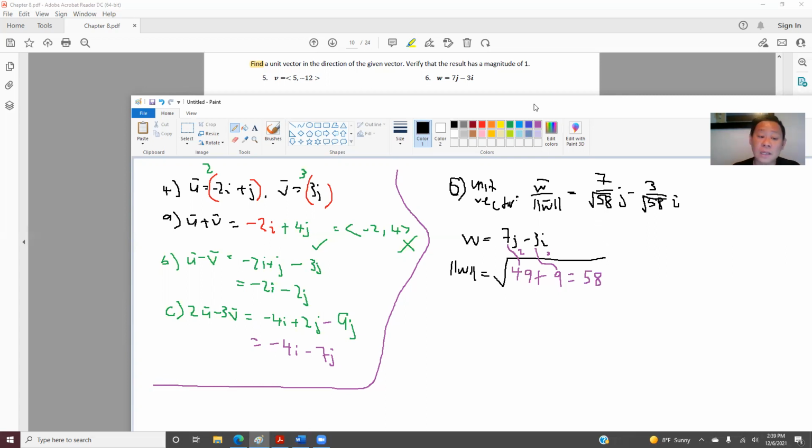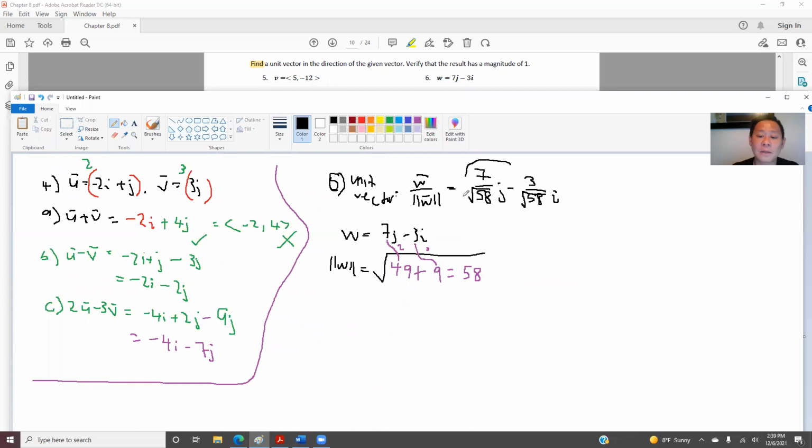Now, on my test, this is your answer and I give you credit. But when you write this in your online homework web assignment, they will mark you wrong. The reason is that in linear combination form, your i always has to come before j. Here the j comes first, so you just need to flip it. So this answer will be negative 3 over root 58 i plus 7 over root 58 j.